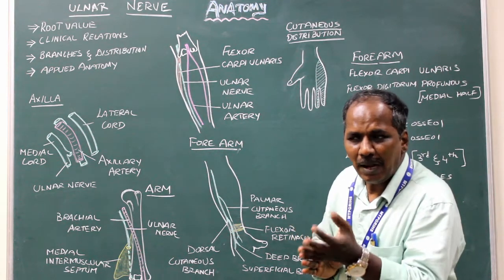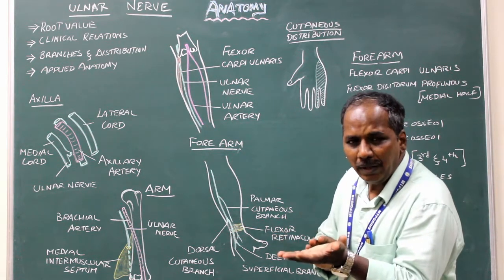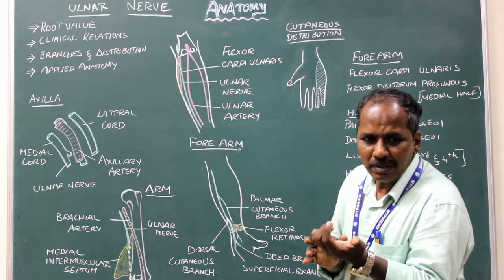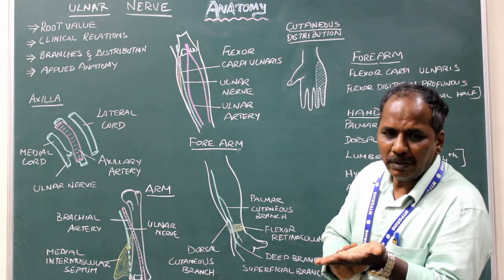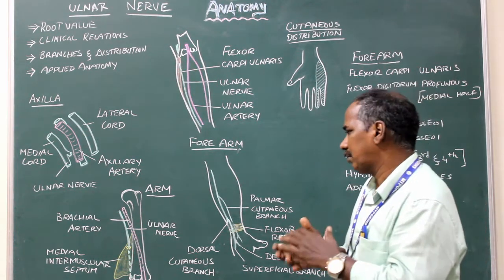The superficial branch ends by supplying the palmaris brevis muscle and the cutaneous distribution over the medial side of the hand.